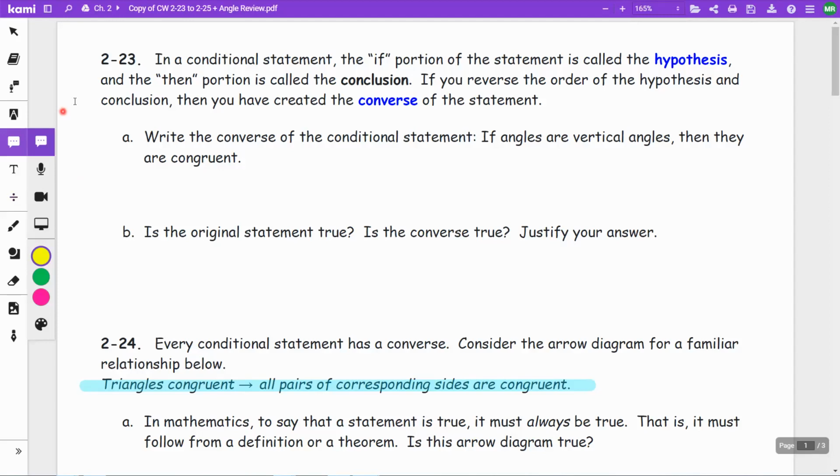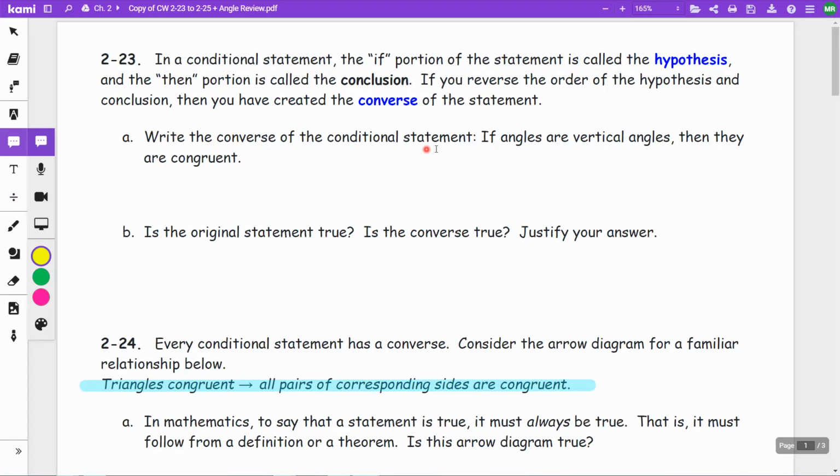So in this section, what we're going to be learning about is something called a converse. So we learn about an if-then statement, which we call a conditional statement. In a conditional statement, the if portion of the statement is called the hypothesis. And the then portion is called the conclusion. If you reverse the order of the hypothesis and conclusion, then you have created the converse of the statement.